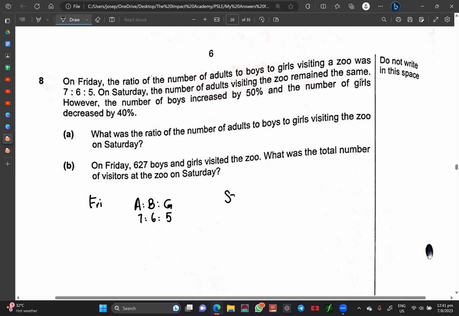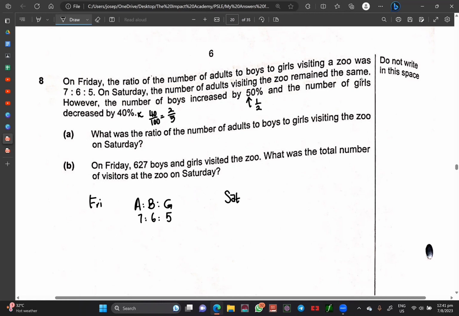Now, on Saturday, what happens? On Saturday, the number of adults visiting the zoo remains the same. Okay. However, the number of boys increased by 50%. So we can see that 50%, we might want to change this to half. Okay. And the number of girls decreased by 40%. So what is 40%? 40%, you do 40 over 100. All right, and then when you reduce it to simplest form, you get 2 over 5.